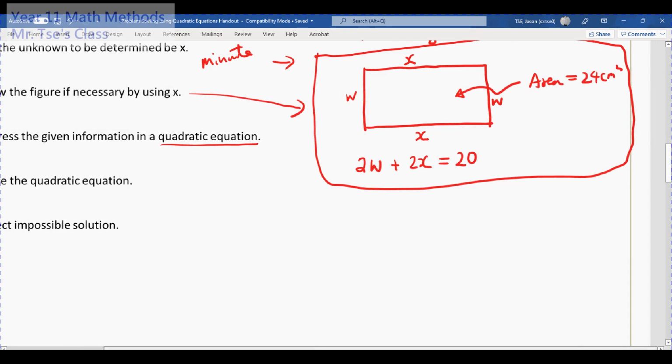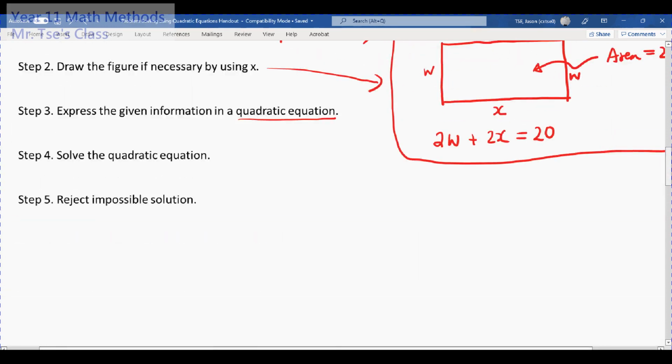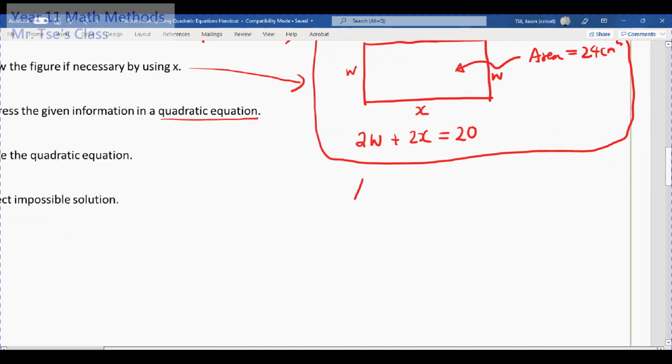First of all, we know the area of the rectangle is length times width, right? So our area is 24, our length is x. But how about the width? We don't know the width, but we can use the above equation to get the width in terms of x. So let's see how can we do it.